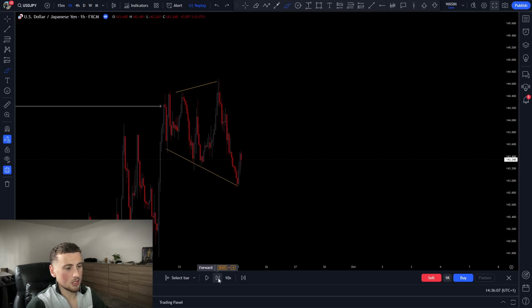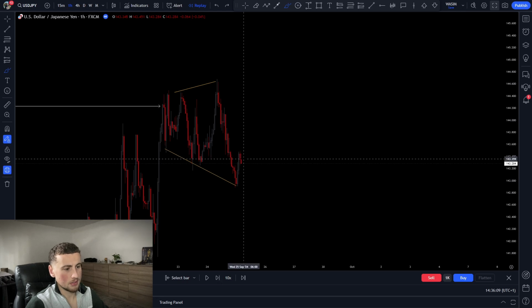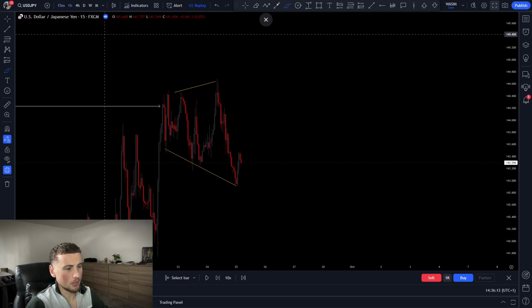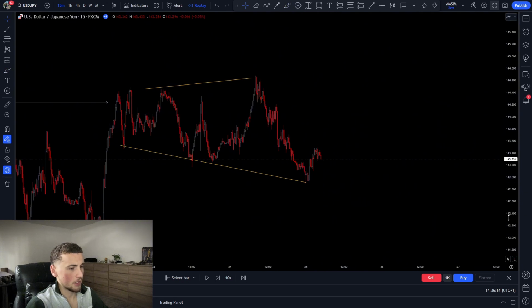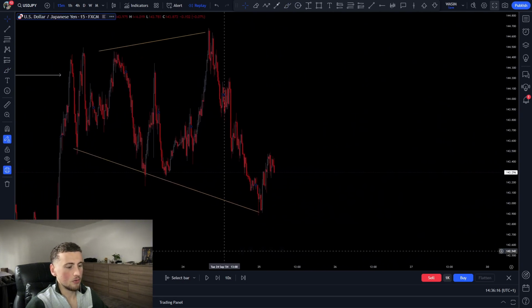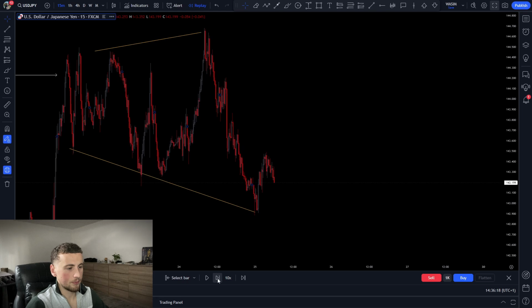So start seeing it stall on the 1 hour. As you can see, okay, I can see price is starting to pause on the 1 hour. I drop down to the 15 minute and I just wait for this flag here to develop enough for me to place a reduced risk entry.